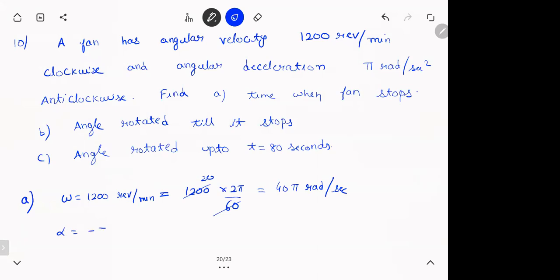Alpha is anyway pi only. I'll take minus because it is in the opposite direction. You could have taken anything as positive, anything as negative. It won't matter much. Then he's asking time when it stops. So use omega final is equal to omega initial plus alpha t. Finally 0, initially 40 pi, alpha is minus pi into time. So 40 seconds is when the fan stops. That's the first part. Hope that was clear. Second thing.